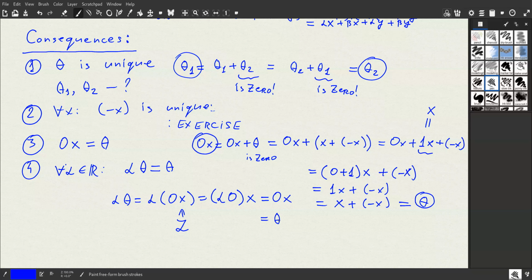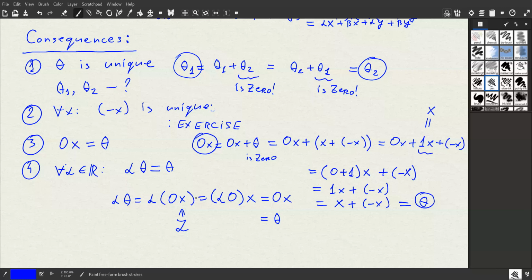So you can see how those properties, which also look quite elementary, can be derived from the 8 axioms. Now, I said this last exercise. Let's do this exercise right now together. Any ideas how we prove that minus x is unique?